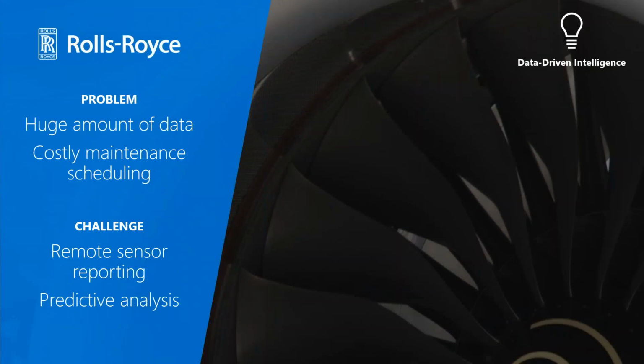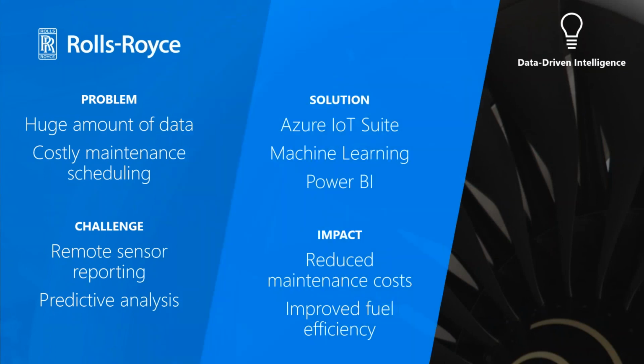Rolls-Royce, they had a problem with huge amounts of data, costly maintenance scheduling, and they needed the ability to have remote sensor reporting with predictive analysis. Solution: Azure Infrastructure Suite with machine learning and Power BI. They were able to reduce their maintenance costs and improve fuel efficiency.